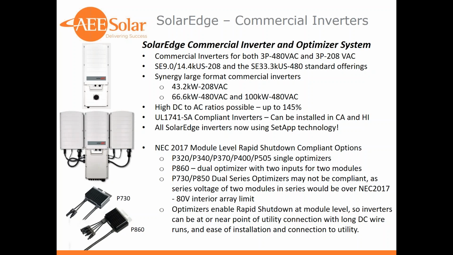Module level rapid shutdown, we mentioned we can use single optimizers, we can use the P860 dual optimizer. For areas that are still under NEC 2014, or for ground mounts, the single input commercial optimizers that can accommodate 2 panels, like the P730, the P850, for your higher wattage modules, can still be used for those applications. Module level rapid shutdown is enabled.